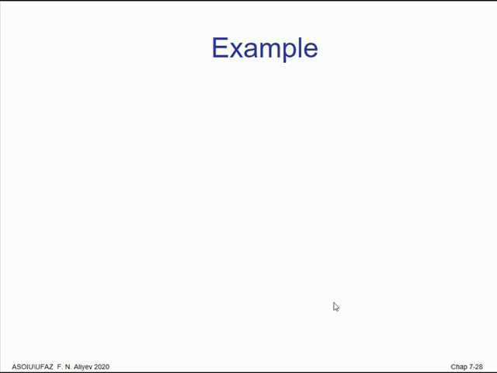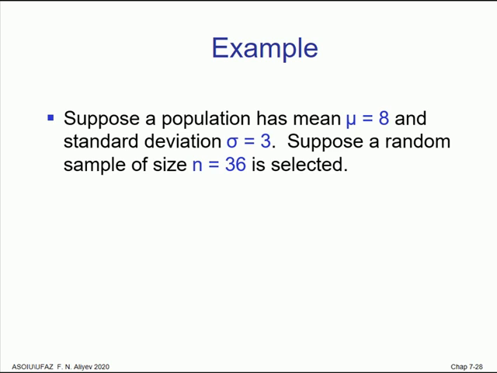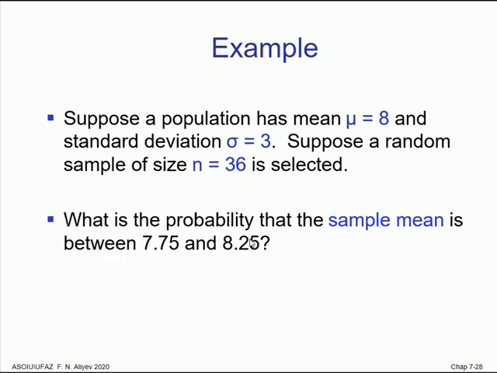Let's now consider an example about sampling distribution: how to calculate the probability of sampling distribution. Suppose we have a population with mean 8 and standard deviation 3. Suppose a random sample of size 36 is selected from this population. Then, what is the probability that the sample mean is between 7.75 and 8.25?